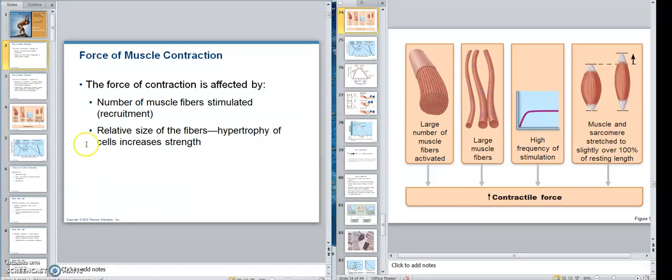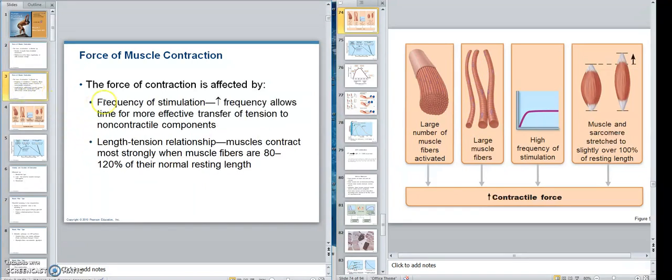All right, we'll go a little further then. The force of contraction is affected by the frequency of stimulation. We're back to temporal summation. Remember temporal summation? Okay. Frequency of stimulation. Length-tension relationship. Let's go to that.